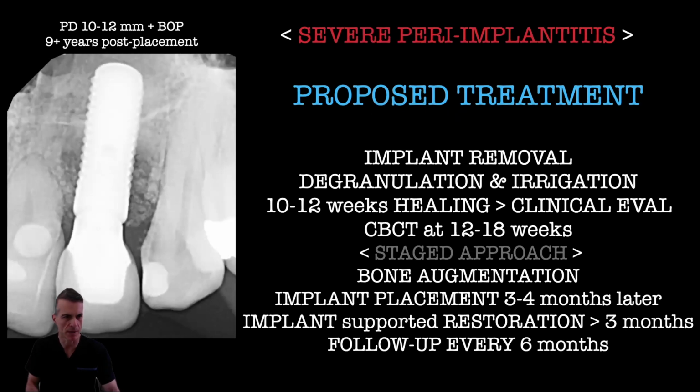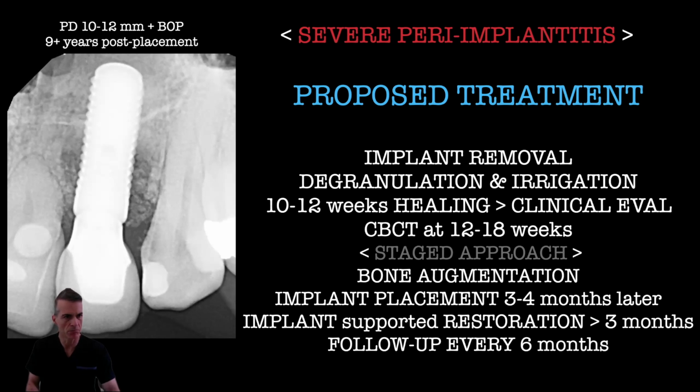For this case, I definitely advise a staged approach, meaning do not try to place another implant after removing the diseased one. When we have such amount of bone loss, it is better to clean out really well that site after removing the implant, degranulate really well, remove any traces of biomaterials that may be around the remaining osseous defect. Irrigate well the site with sterile saline solution.